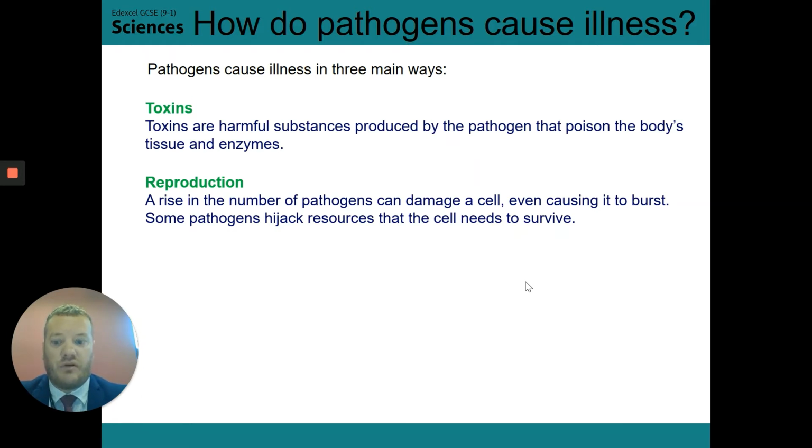Then you've got a couple of problems. You've got a dead, damaged cell, and you've got lots of viruses that go on to spread throughout the body and infect other cells and do the same thing again. So reproduction can cause illness because it damages the cells which are infected, and then obviously there's the knock-on effect of having more viruses floating around, infecting more cells, and therefore the whole thing continues.